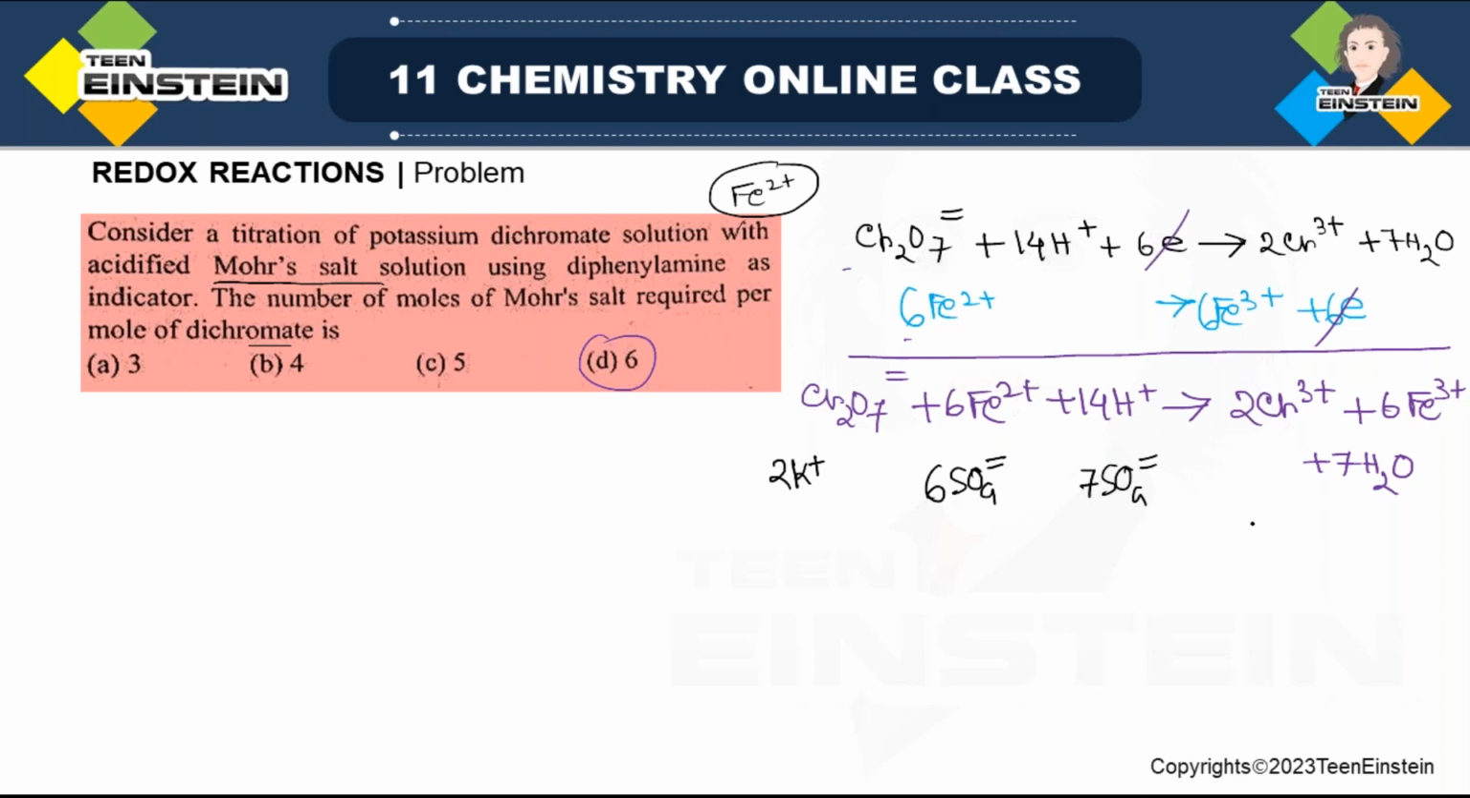Now come to the right hand side. In the right hand side, chromium 3 plus remains as chromium sulfate salt. That means when there are 2 chromium, you need 3 sulfate. Then you have Fe3 plus. It remains as ferric salt, which is Fe2(SO4)3. So for 2 iron you need 3 SO4. There are 6 Fe.